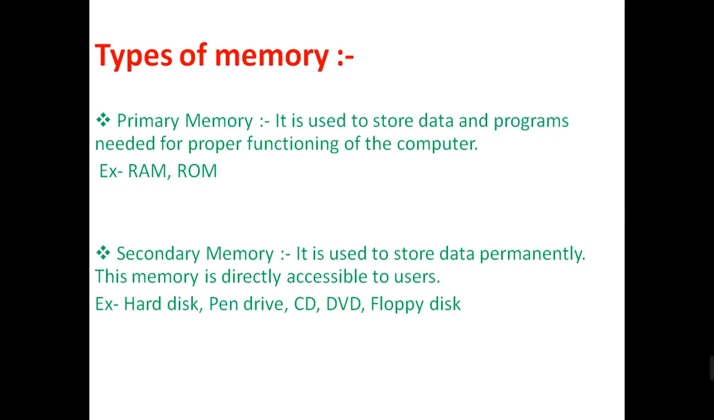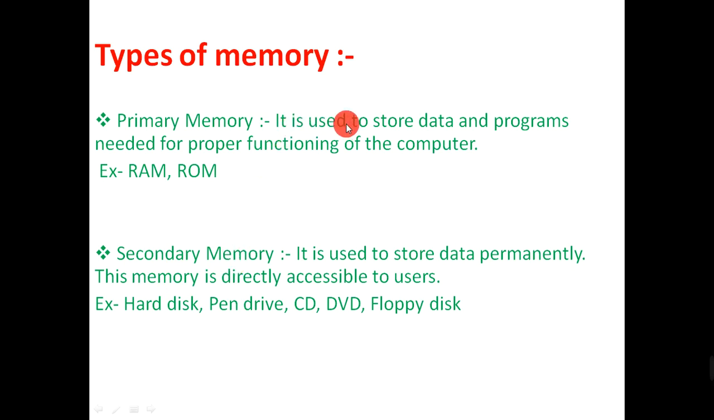Now, types of memory. So a computer uses various memory devices. So all these memory devices are categorized into two parts. First, primary memory, and the second, secondary memory.